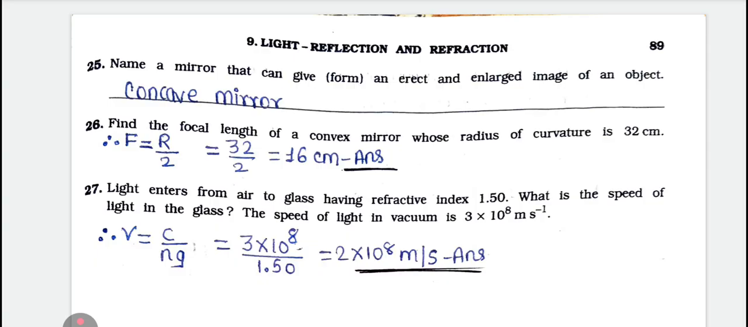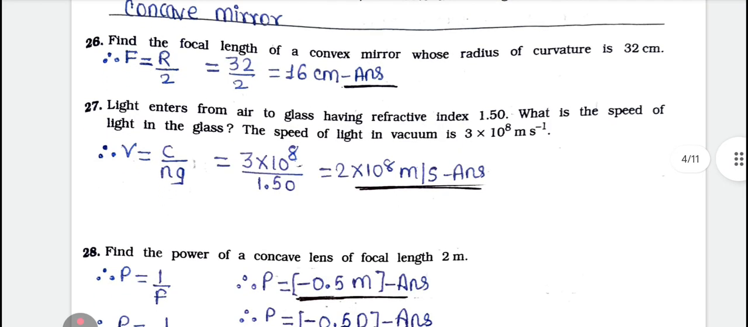Find the focal length of a convex mirror whose radius of curvature is 32. तो f is equal to r by 2. तो आंसर मिलेगा आपको 16 सेंटीमीटर. Question number 27. Light enters from air to glass having refractive index 1.50. What is the speed of light in glass? The speed of light in vacuum is 3 into 10 to the 8.